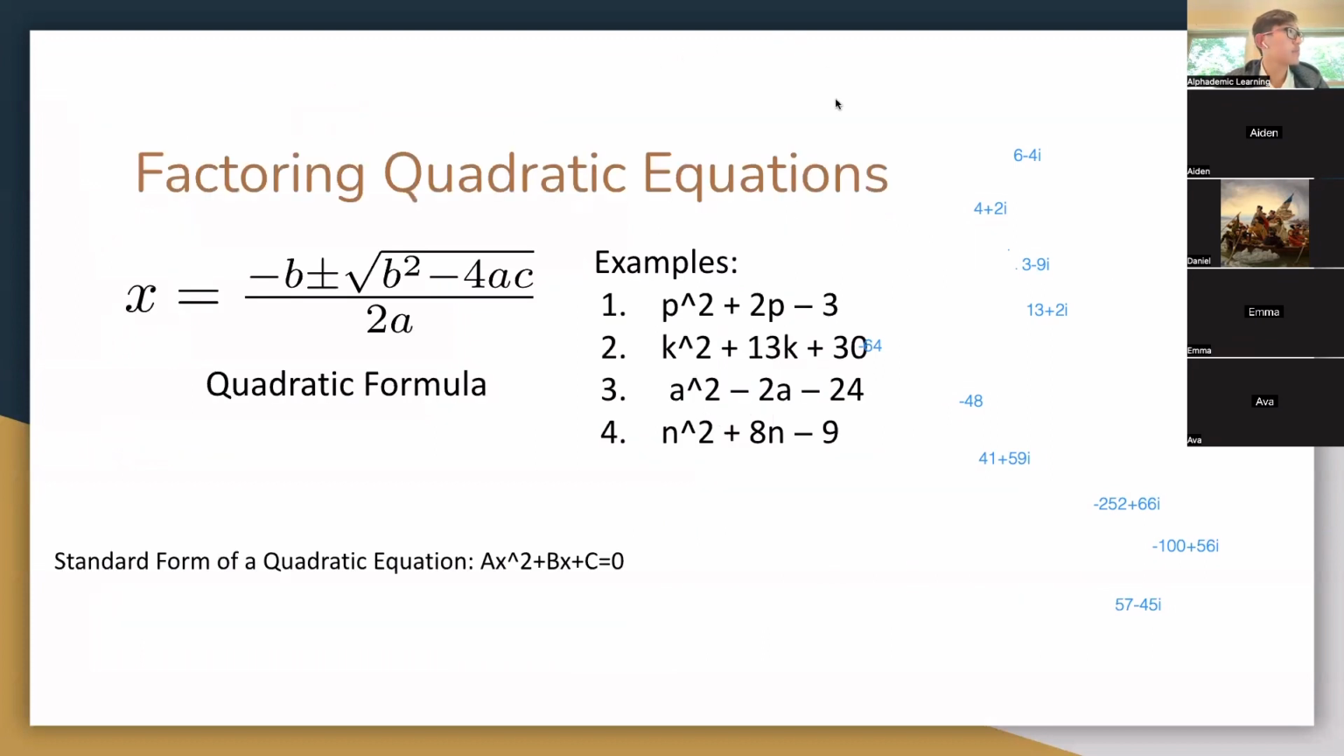All right, next up, we're going to be talking about factoring quadratic equations. I think most of this should be review. Just a quick few things. So again, the quadratic formula: x equals negative b plus or minus the root of b squared minus 4ac, over 2a. And you can only use the quadratic formula when you have the equation in the form ax squared plus bx plus c equals 0. We'll take 5 minutes to do these 4 equations.